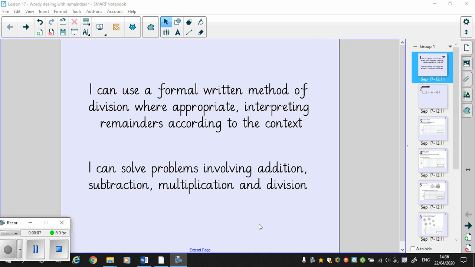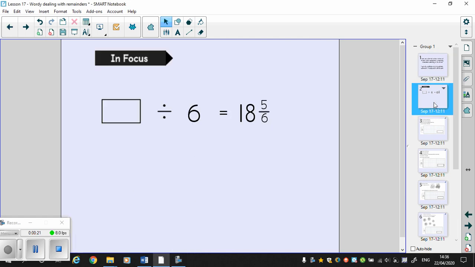Today we are going to use the skills that we have practiced over the last 2 days of division and what to do with a remainder to look at some wordy questions. Before we start that though, here's an interesting challenge for you.